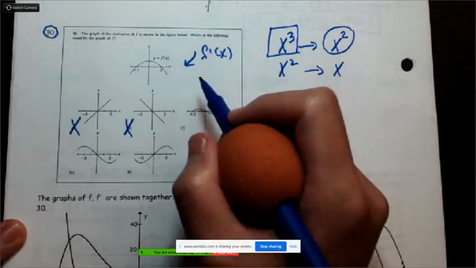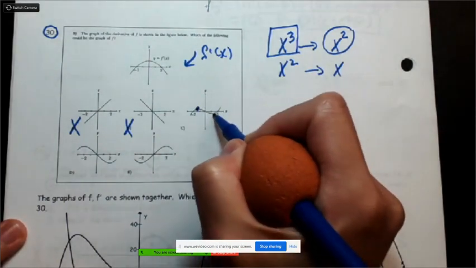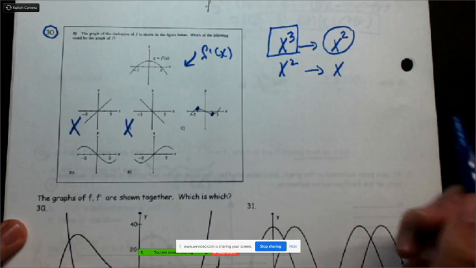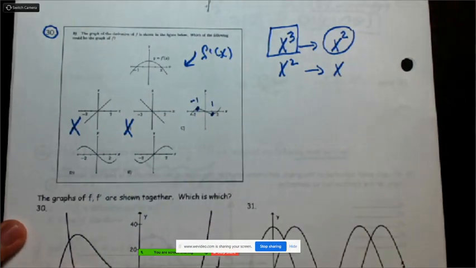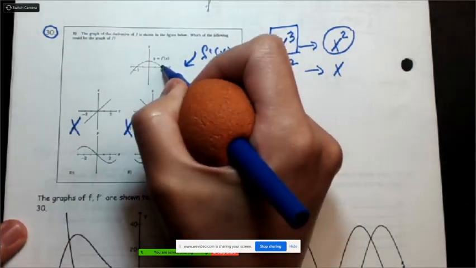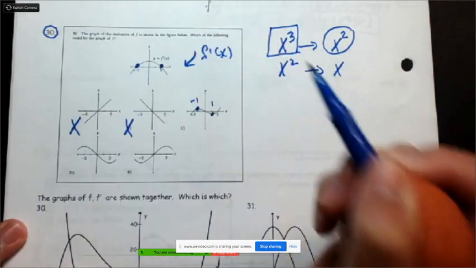Let's start with C. C is 0 here and 0 here. So my 0 is at positive 1 and negative 1. So let's look at our derivative graph. Is my 0 at positive 1, negative 1?